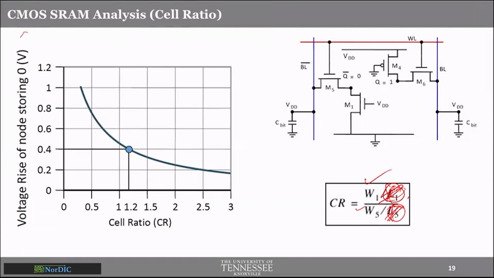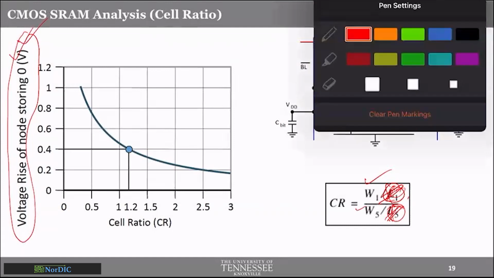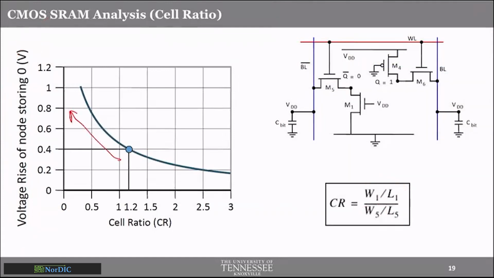And this is what you see here, voltage rise of node storing 0 volt. How much will this voltage rise? Will it go to 0.1, 0.2, 0.7, right? That's exactly what you see here. Now, can anybody tell me which portion is good? Going here is good or going here is good? Is the green direction good or the red direction good? Please try to answer. Someone. The green direction. Yes, exactly, because if you keep going in this direction, the voltage will keep rising and you'll have a failure, right? You don't want that to happen.